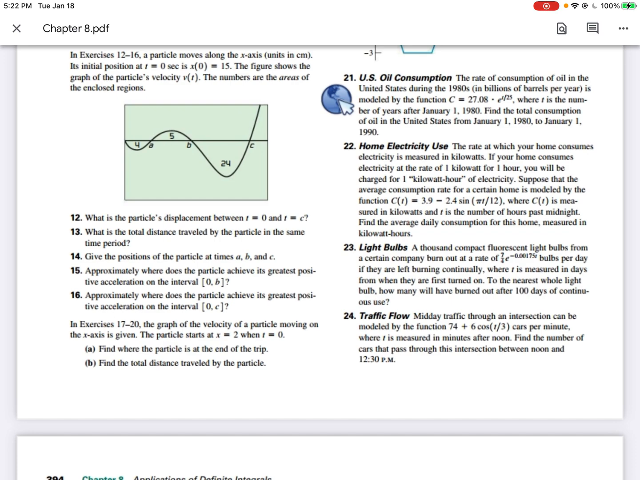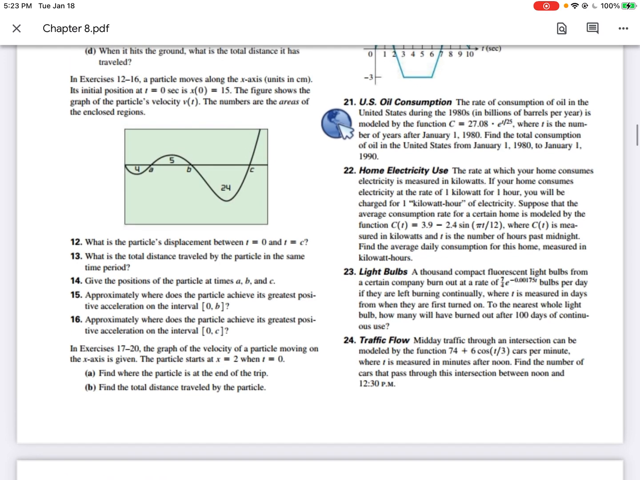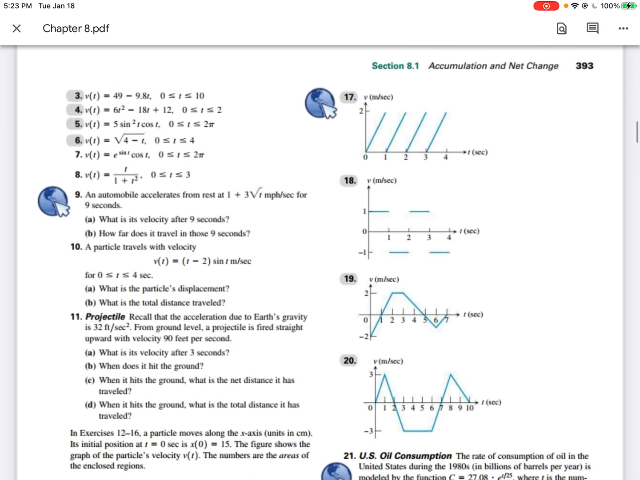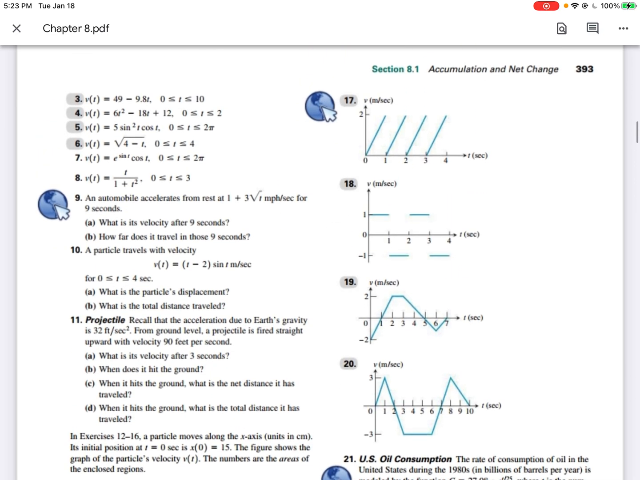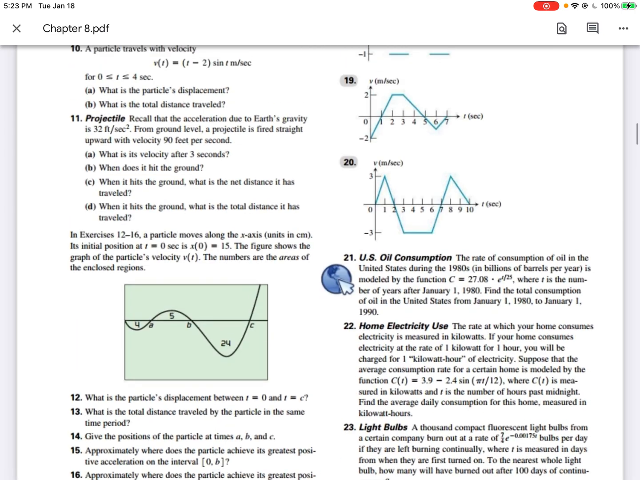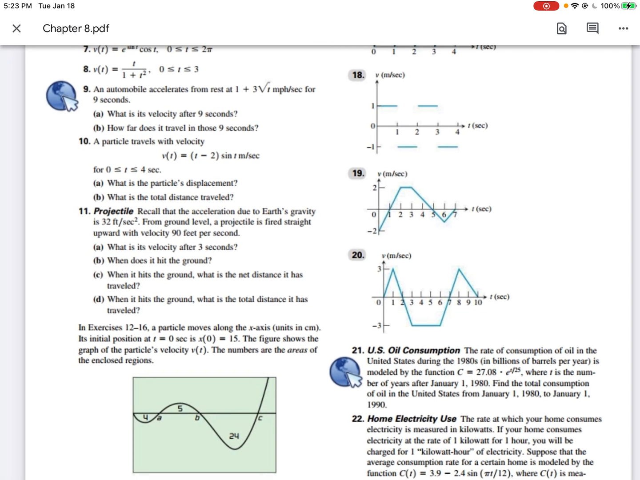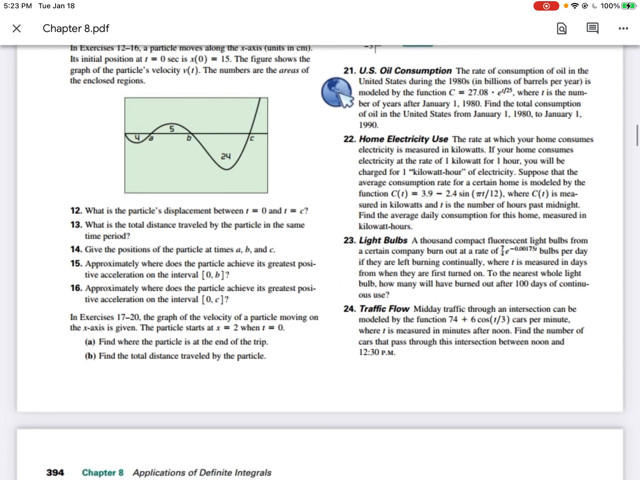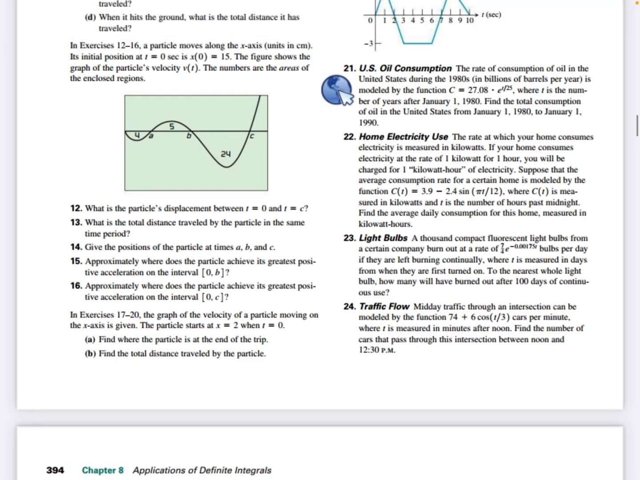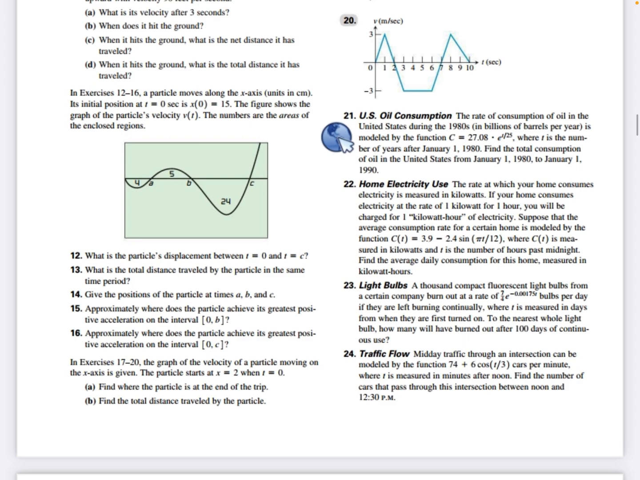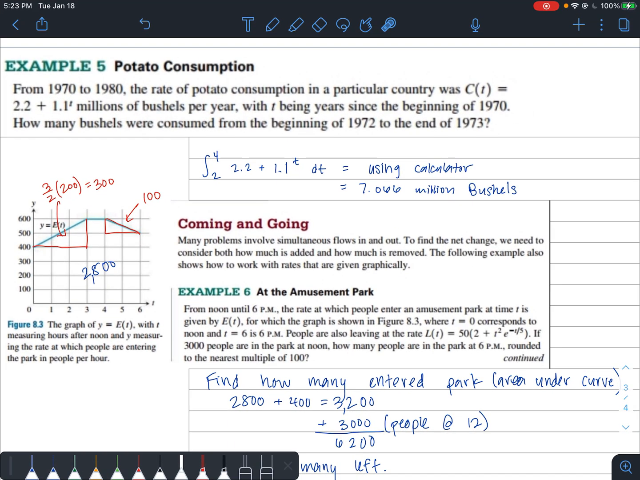17 through 20, again, you're going to be using the same concept, so find where the particle is at the end of the trip, find the total distance traveled by the particle. So for 17 through 20, you're going to be using these graphs and answering those 2 questions right there. But again, all using the same concepts of what we just talked about. Okay, and then you have 21 through 27. So these are a bunch of story problems right here, and the story problems really aren't too bad. But let's look at this story problem right here.